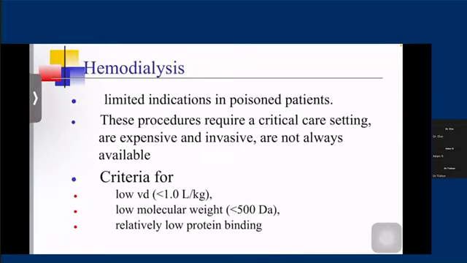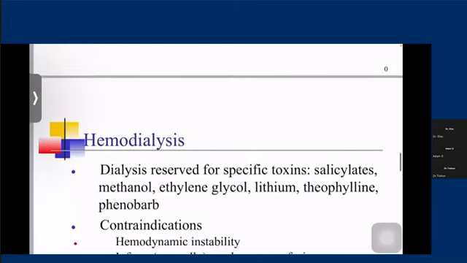Hemodialysis has limited indications in poisoned patients. Only a few medications are dialyzable. The substance should have a low volume of distribution, low molecular weight, and relatively low protein binding. Such substances can be dialyzed. Otherwise, if it doesn't fulfill these criteria, doing hemodialysis will be futile.